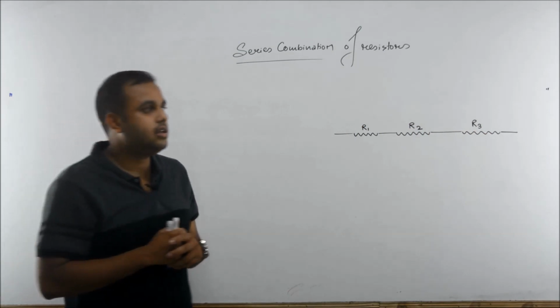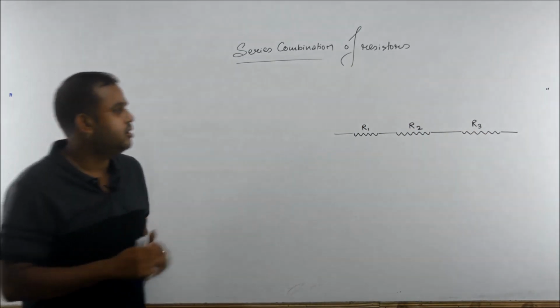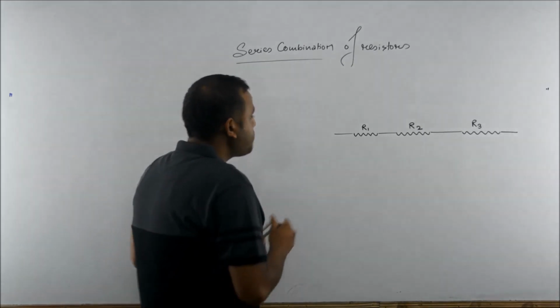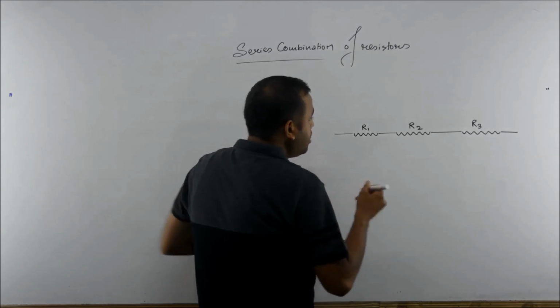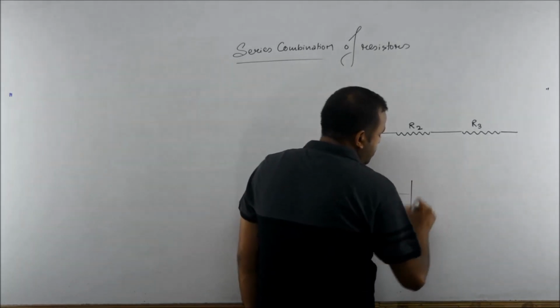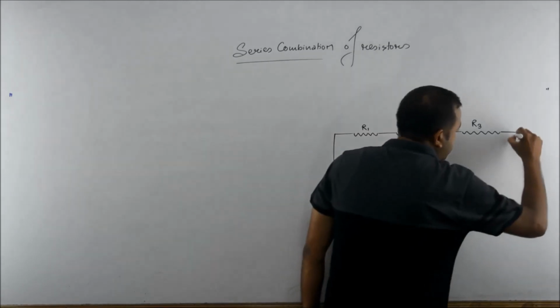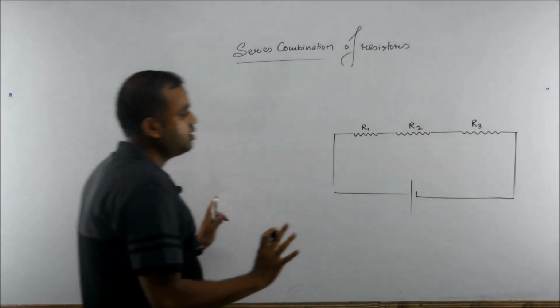Clear? For example, okay, I will come to the example later on. Let us first of all start this. So these are R1, R2 and R3. Now let us connect a cell across this combination. Clear, students?